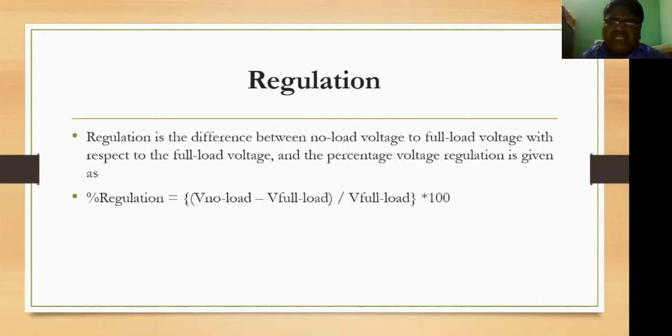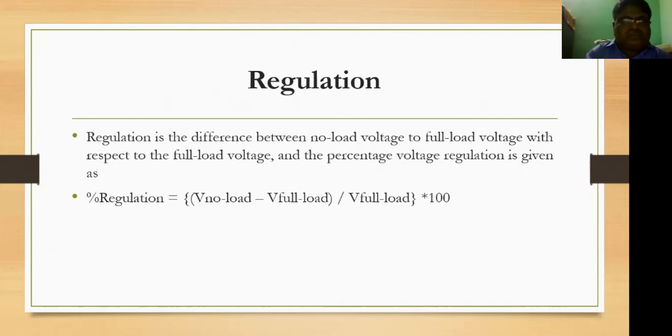Percentage of regulation is equal to V no load minus V full load, divided by V full load, into 100. Why do you use the 100? For getting the percentage, that's why you use the 100. Okay, that is the regulation. This is the general formula, whether it is a half wave, full wave or bridge rectifier, whatever it may be. This is the formula for finding the percentage of regulation.